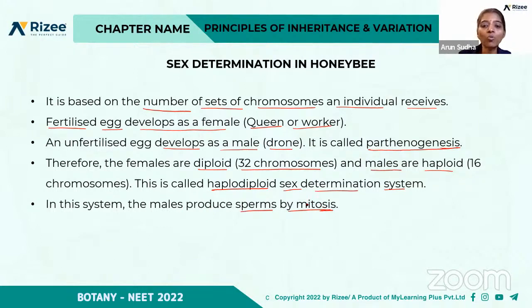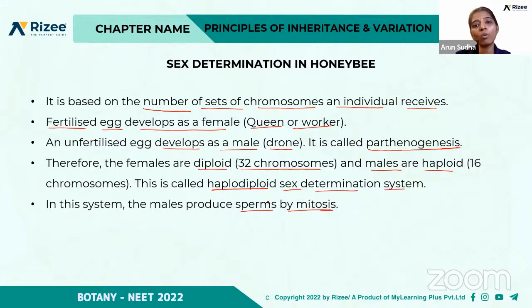So here there is no meiosis, and here only the males are produced by the process that is called parthenogenesis, right? So here the males produce sperms by mitosis and not by meiosis. So this is the case of sex determination in honeybee.